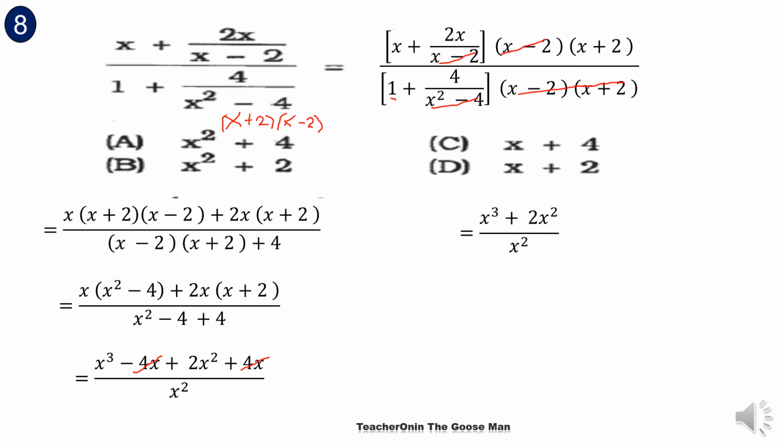But then again, if you look closely, the common factor is actually x squared. So I factored out the numerator. So I have here x squared times x plus 2, because x cubed divided by x squared is x, and 2x squared divided by x squared will give me positive 2, all over x squared. Then, remove the greatest common factor, so the answer is equal to x plus 2. Based on our choices, the correct answer is letter D.